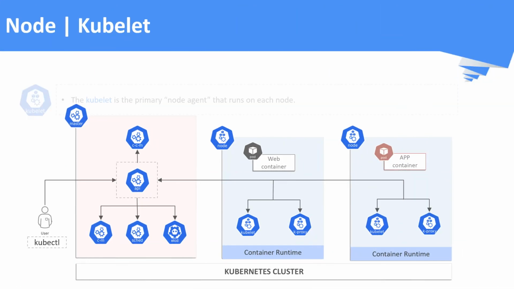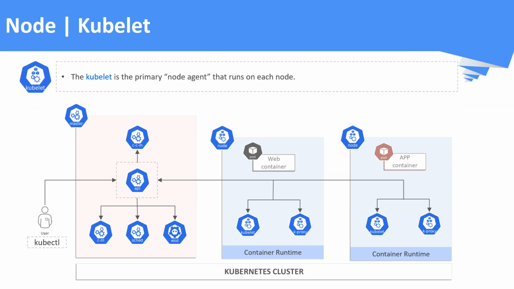Next is the kubelet. The kubelet is a tiny agent or application that runs on each node in the cluster and communicates with the control plane. Kubelet makes sure that the containers are running in a pod. When the control plane needs something to happen on a node, the kubelet executes the action. Primarily, it is the agent for the control plane.